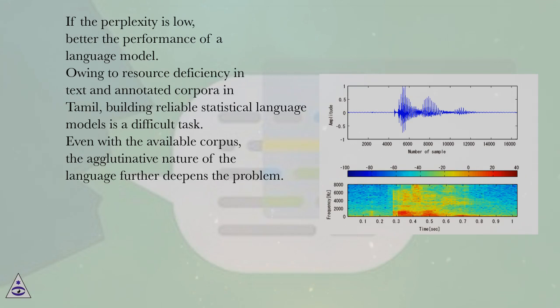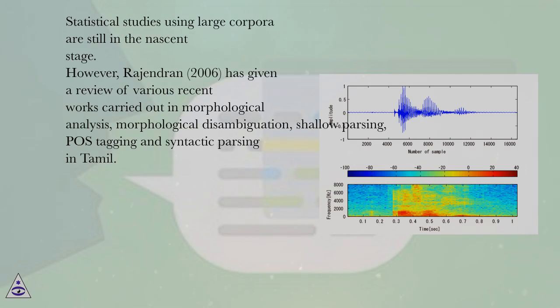Owing to resource deficiency in text and annotated corpora in Tamil, building reliable statistical language models is a difficult task. Even with the available corpus, the agglutinative nature of the language further deepens the problem. Statistical studies using large corpora are still in the nascent stage. However, Rajendran, 2006, has given a review of various recent works carried out in morphological analysis, morphological disambiguation, shallow parsing, POS tagging and syntactic parsing in Tamil.